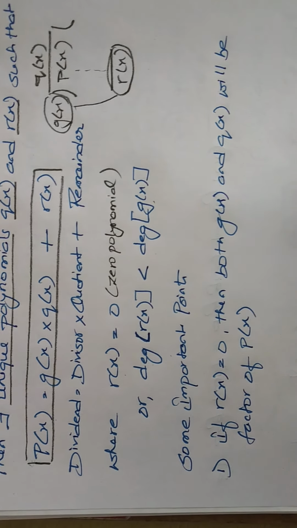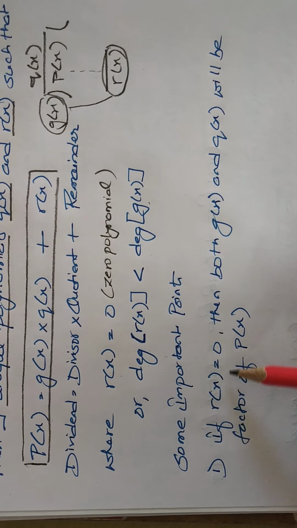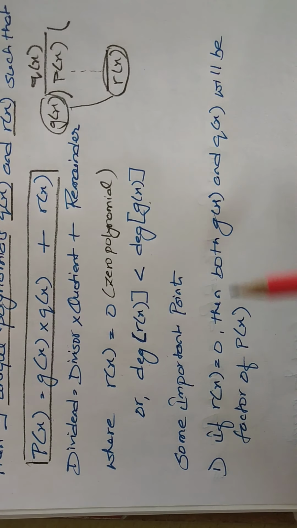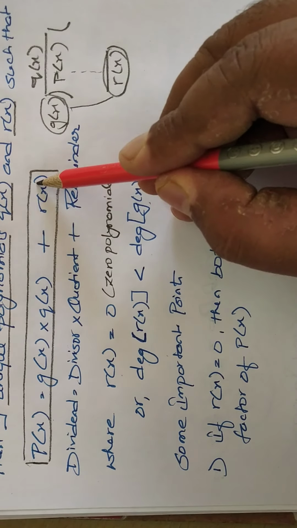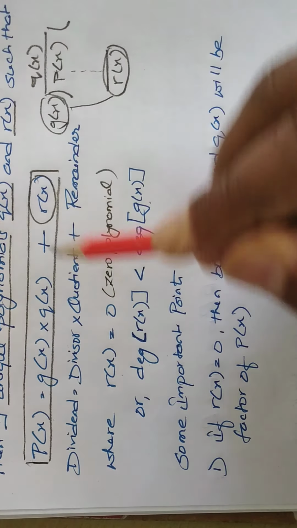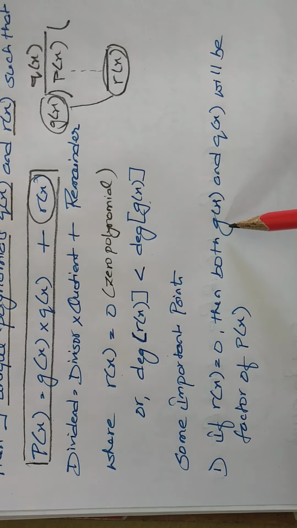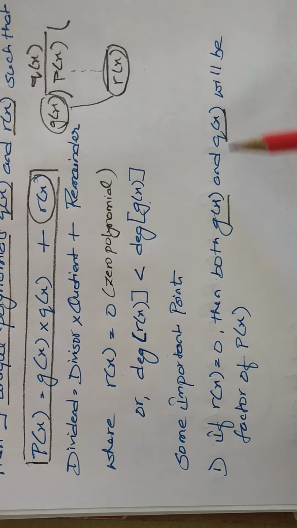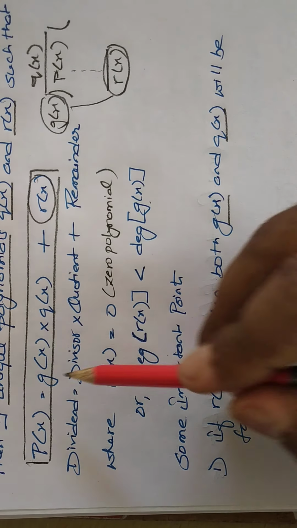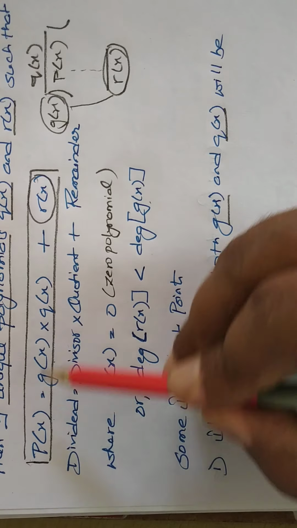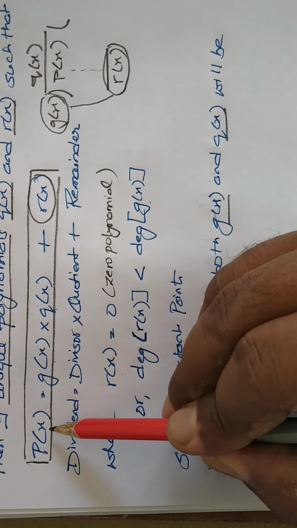Now some important facts. If r(x) is equal to 0, that means the remainder polynomial is a zero polynomial, then this term will vanish and we are left with p(x) equal to g(x) into q(x). Then this tells that both g(x) and q(x) will act as factors of p(x); g(x) will be a factor of p(x) and q(x) will also be a factor of p(x).